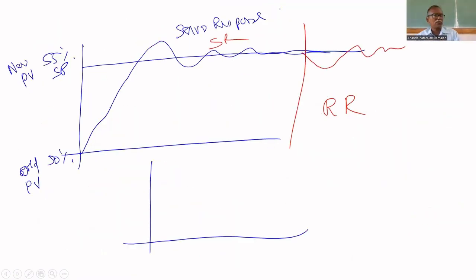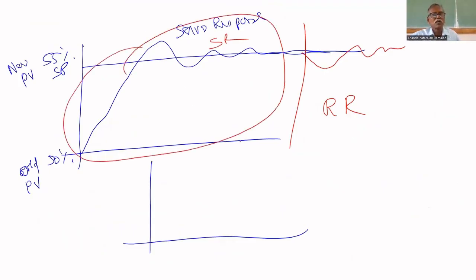This is called a servo response. Suppose you are doing the regulatory response after the servo response.